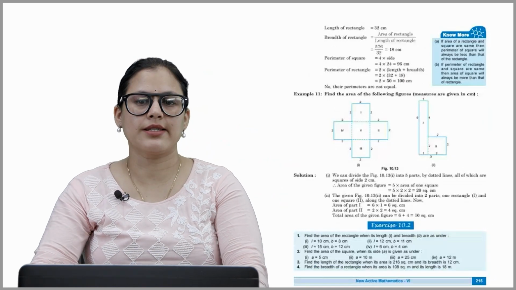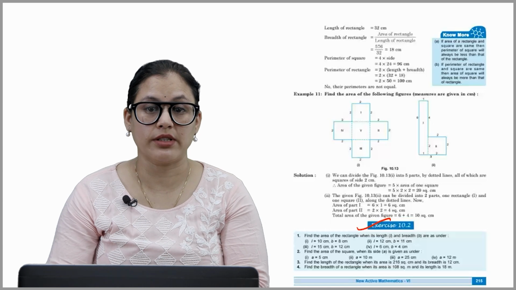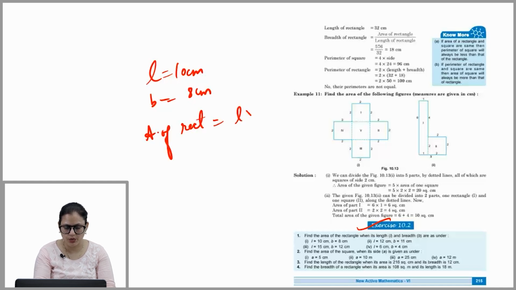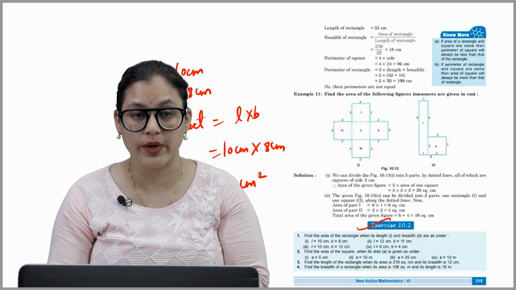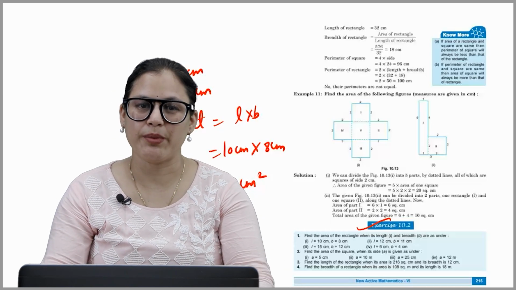Let's do exercise 10.2. Find the area of the rectangle when its length and breadth are as under. Okay, length is given 10 centimeter, breadth is given 8 centimeter. So, area of a rectangle is equal to length into breadth, that is 10 centimeter into 8 centimeter is equal to 80 centimeter square. Right, students? And in question number 2, you have to find the area of a square, that is side into side. Right? Now, you will do practice of remaining questions.